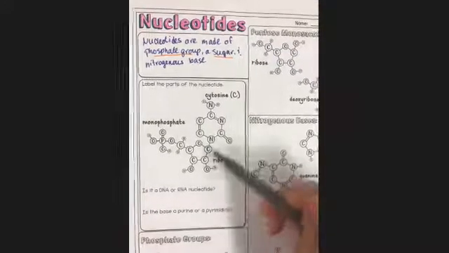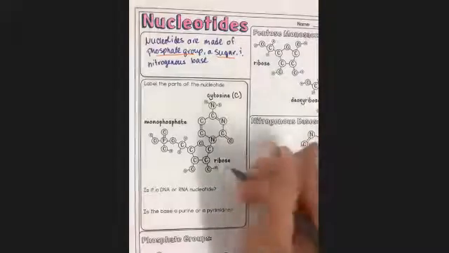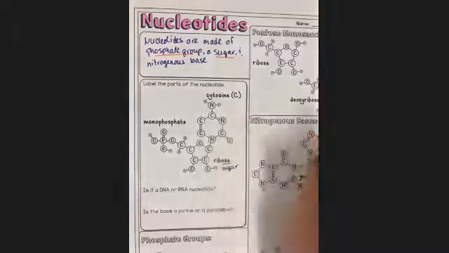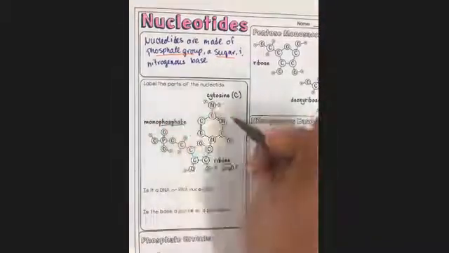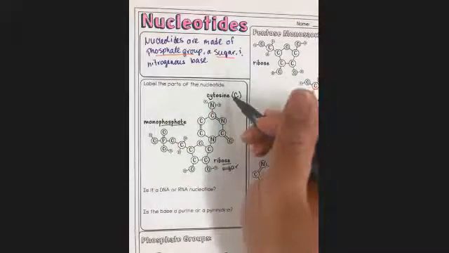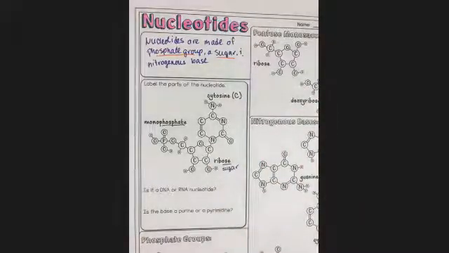Right here, I have this little picture of a nucleotide, and I can see I have a ribose. If it ends in ose, it's a sugar. I have my phosphate group right here, and then I have a nitrogenous base called cytosine. So these are 3 different parts. Remember, the cytosine is the part that can vary. I can do adenine, thymine, guanine, or uracil. But I will always have a phosphate group and I will always have a sugar.